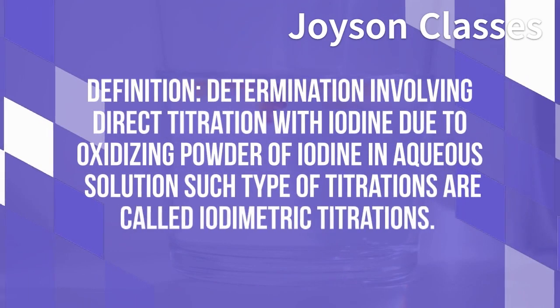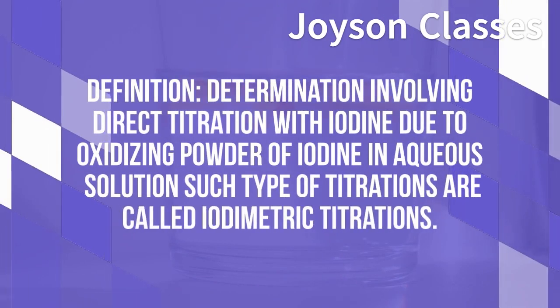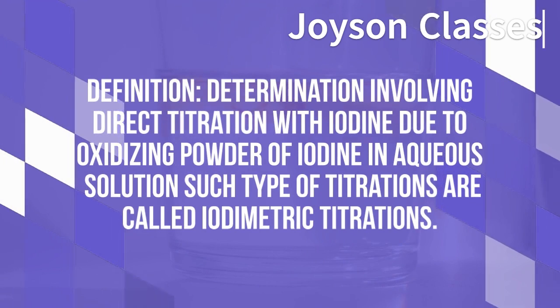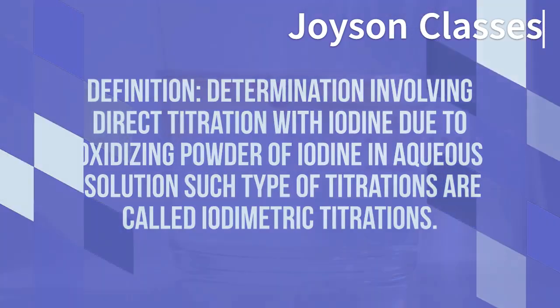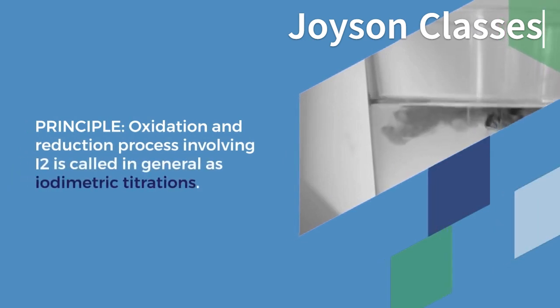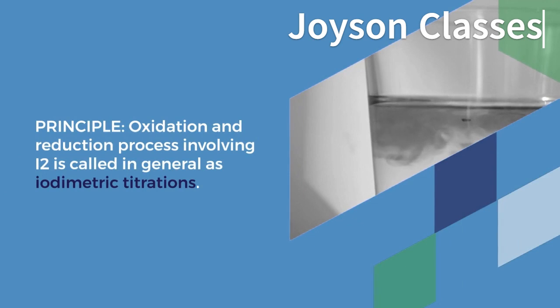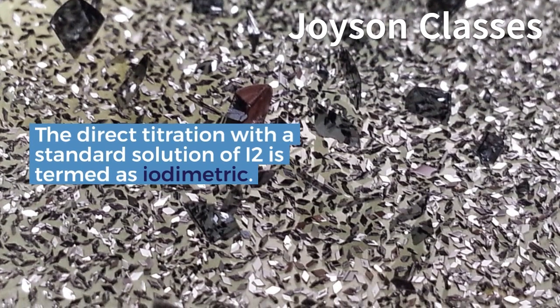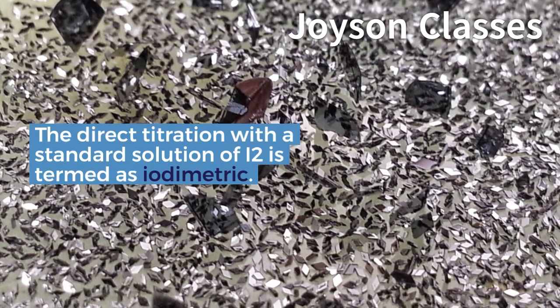Definition: determination involving direct titration with iodine due to the oxidizing power of iodine in aqueous solution. Such types of titrations are called iodometric titrations. Principle: oxidation and reduction processes involving I2 are called, in general, iodometric titrations. The direct titration with a standard solution of I2 is termed iodimetric.